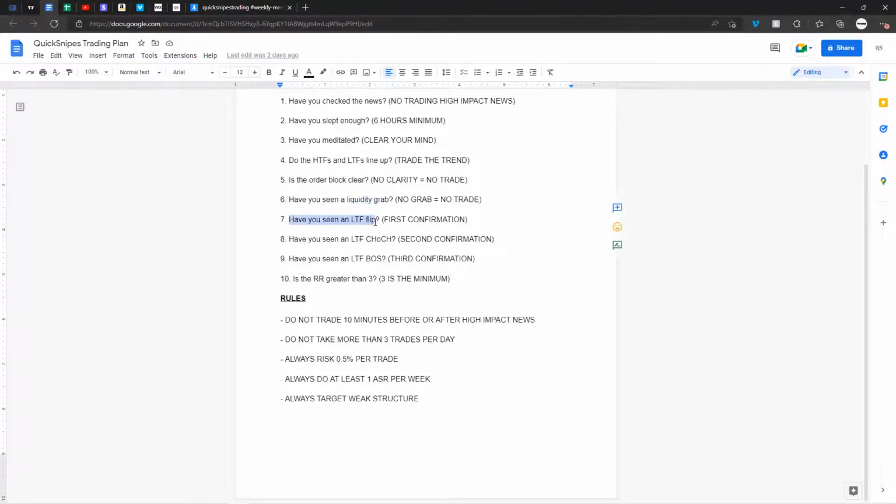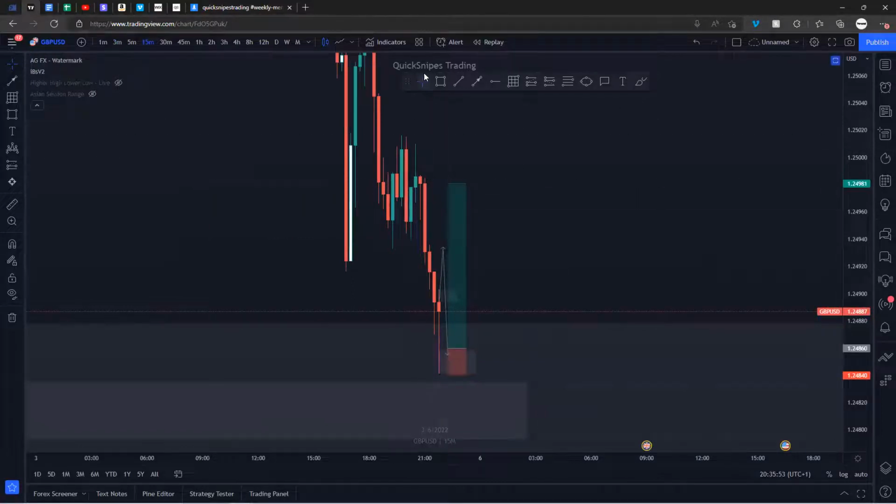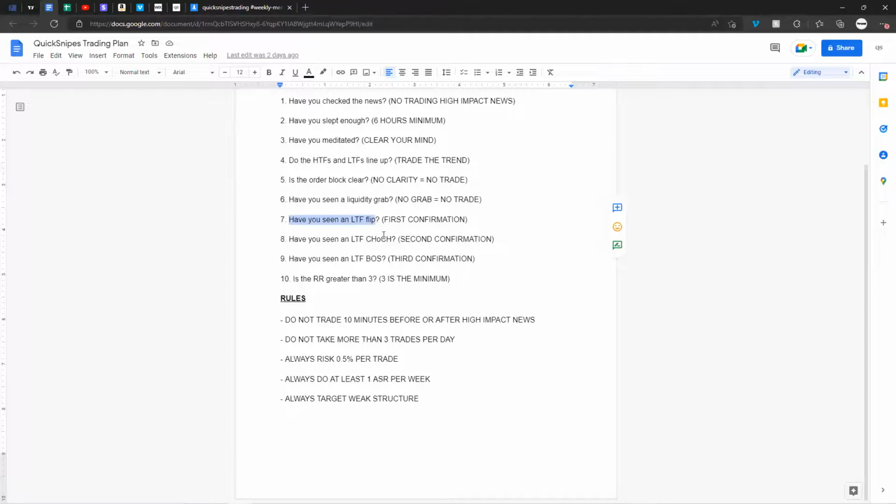Then we've seen a flip, like a supply to demand flip or demand to supply flip, like I was explaining earlier on. If we break that, then we'll have a flip. And then we also have change of character and break of structure, 3 confirmations. And then you have risk to reward. You don't want to be entering if the risk to reward is too low. Like if your stop loss is massive, don't enter the trade, simple as. So like I said, 3 is the minimum risk to reward, and 3 confirmations.